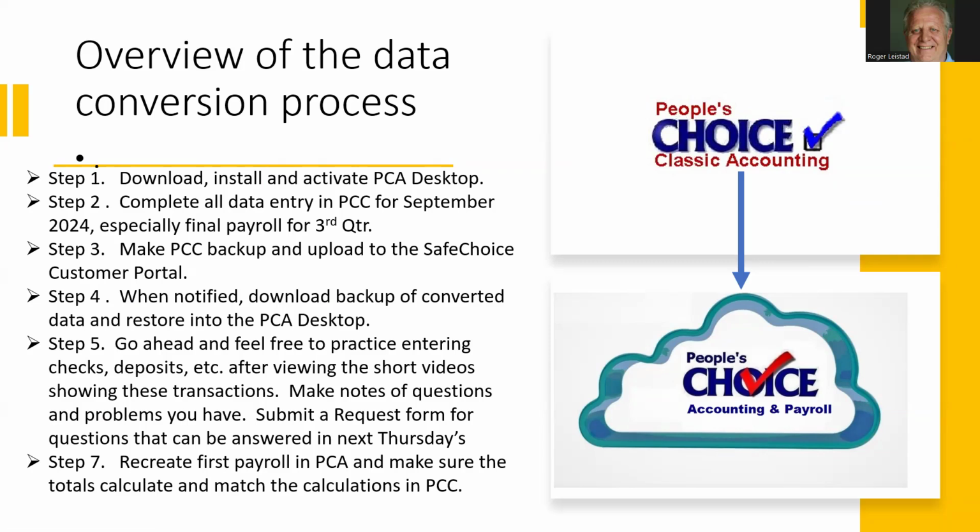And then step 2, and because I've gotten the backup already in October, you probably have already completed the September 2024 payroll. So that way we'll be able to do third quarter reports in the new version and compare them to your third quarter reports in the classic version. So once that's done, then make up the backup and upload to Safe Choice Customer Portal.